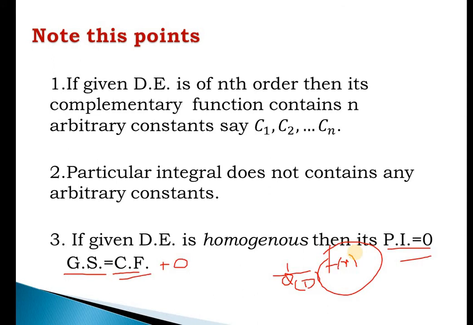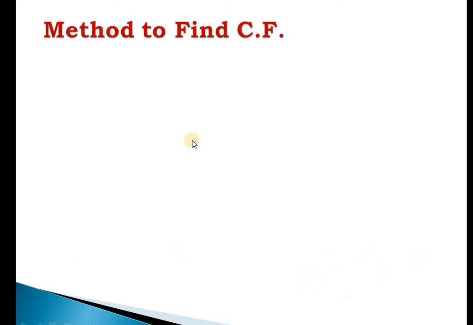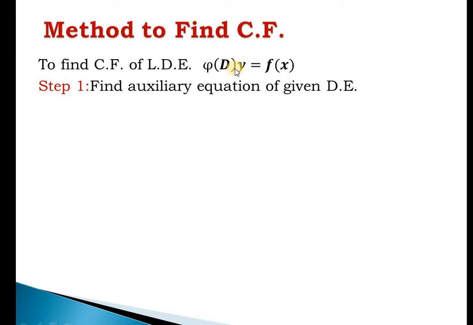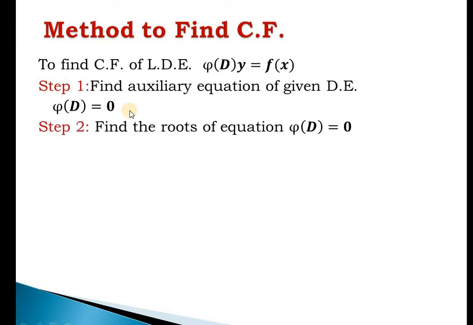Now before going to this method for finding CF, I would like to explain what is CF and what is PI. Or first, we see the method for finding complementary function. For any differential equation, we can write phi of D into y is equal to f of x. Then the first step is to find the auxiliary equation of the given differential equation. So if phi of D into y is f of x, its auxiliary equation is phi of D is equal to 0. The second step is to find the roots of the auxiliary equation.